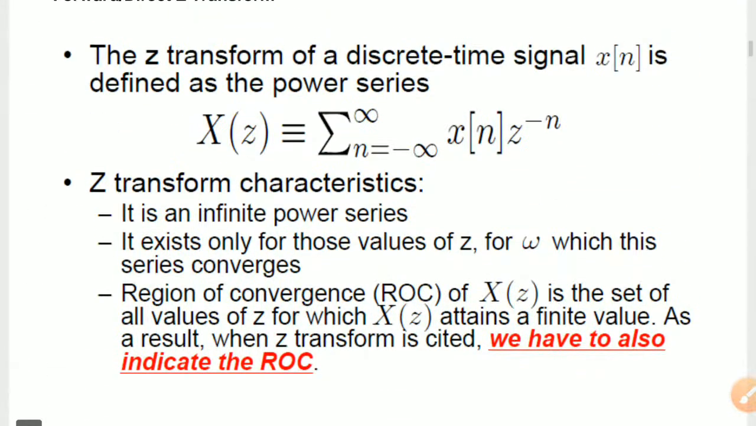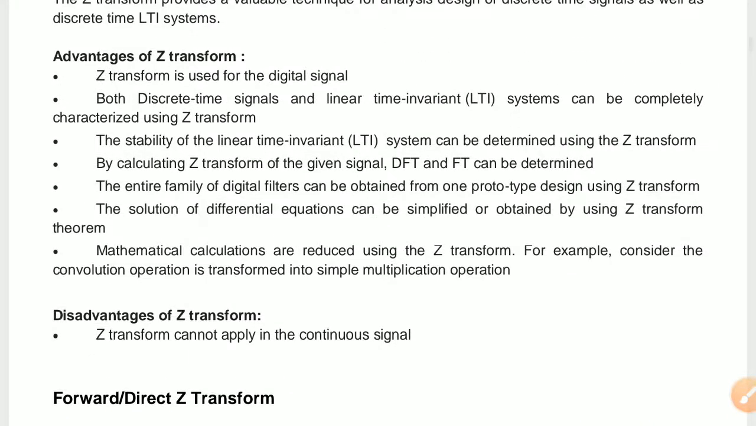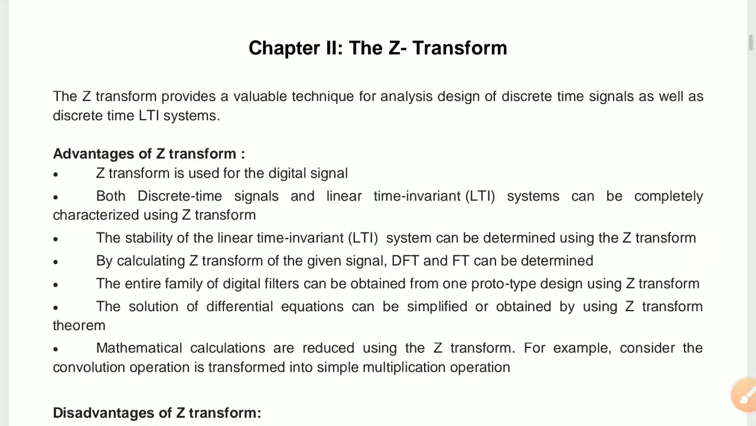Then these points: the basic equation of Z transform, what is ROC, what are the conditions of the ROC and its definition, and the advantages and disadvantages of Z transform. I think you have cleared all these points.